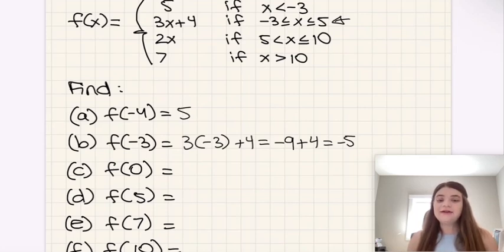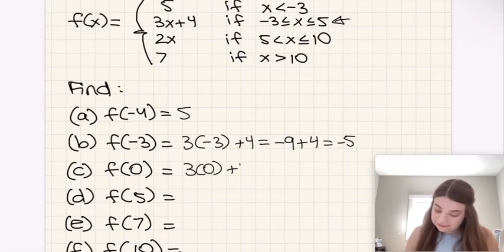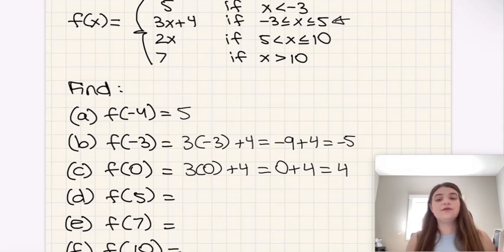Okay, what about f of 0? Well, 0 is somewhere between negative 3 and positive 5, so it would be this second category once again. And in this case, it would be 3x plus 4, or 3 times 0 plus 4, because x is 0, which is 0 plus 4, which is 4. So therefore, our answer is 4.